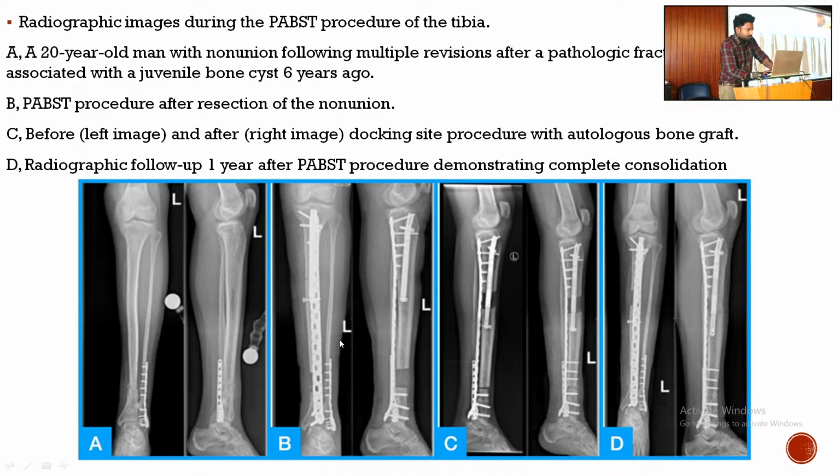In image B, PABHT procedure of the resection non-union was done. Here in image A, at the distal end of the tibia, you can see the non-union, for which the resection was done. And proximally, at the proximal 1/3, the corticotomy was done, and then the lengthening gap is maintained, for which the new bone formation takes place at the corticotomy site, sir.